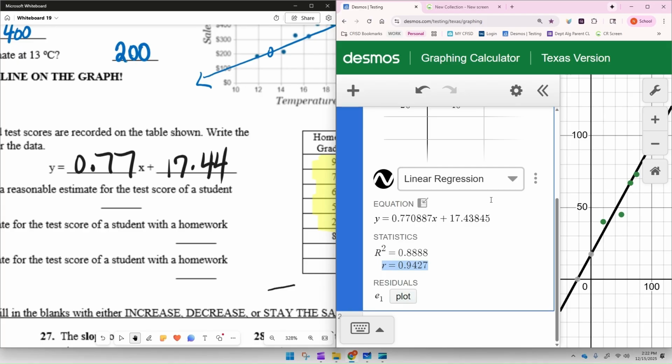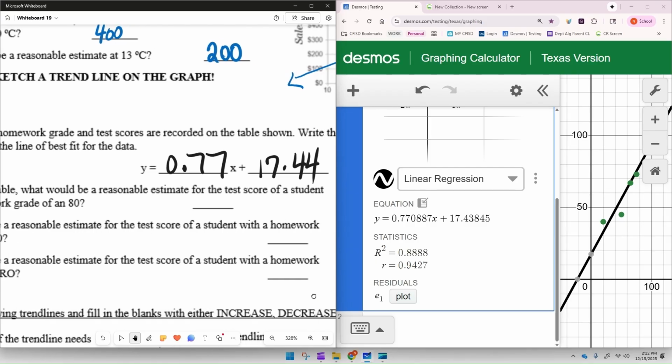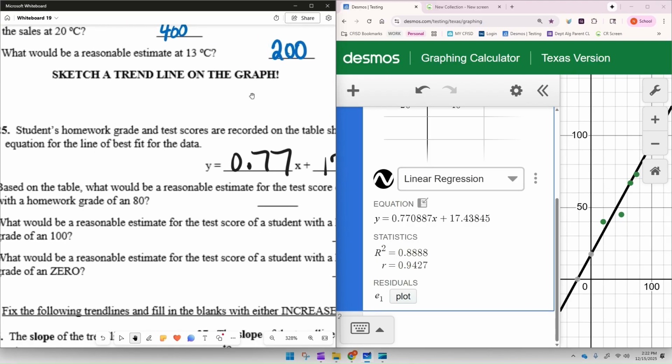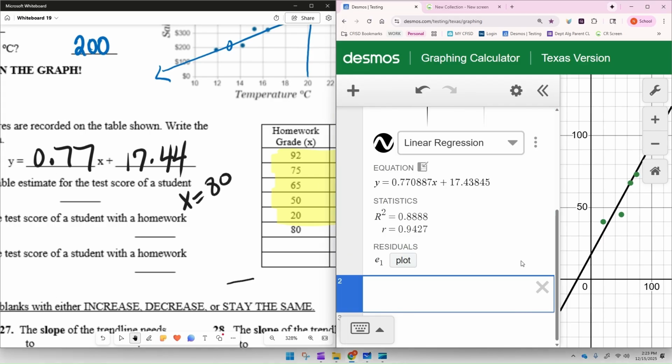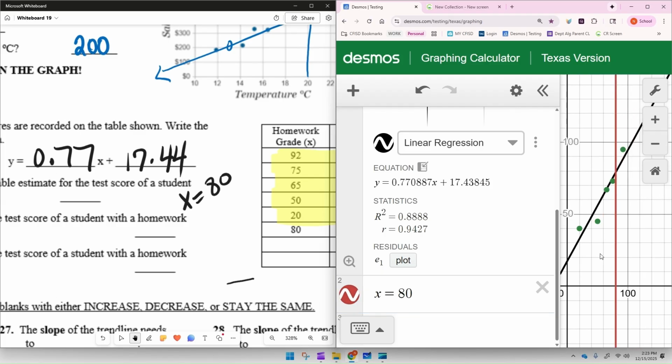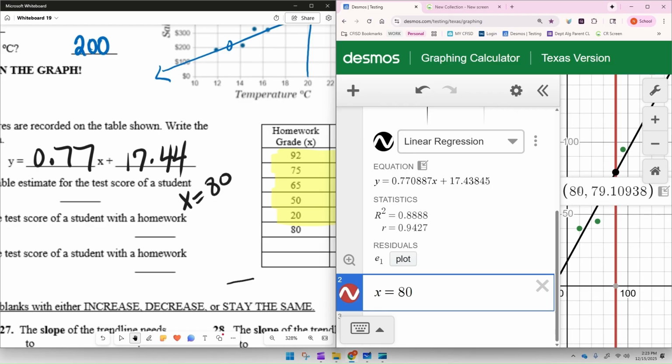All right. Now, real easy here. I'm going to make our life super easy. So we want the estimate for a homework grade of 80. So the homework grade is X, so X is equal to 80. So I'm going to write an equation, X is equal to 80, and that's going to give me a vertical line. And I'm going to click at where those two lines intersect. So here's the X is equal to 80. Then I'm looking at this value here, 79. If I'm making a homework grade of 80, that means on my test grade, I'm probably going to make a 79.